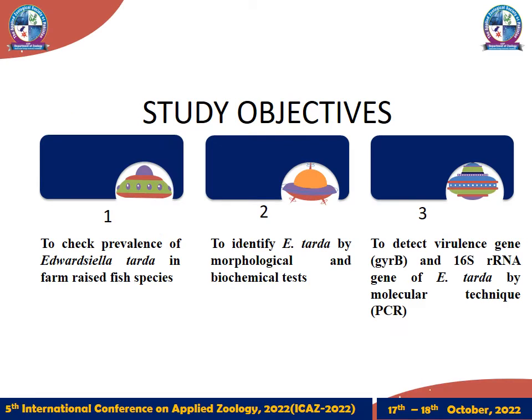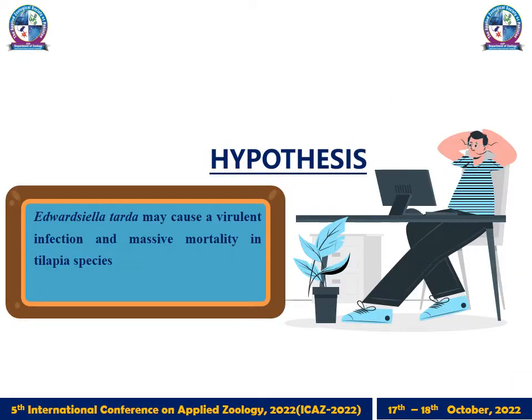Here these are objectives of my study. First one was to check prevalence of E. tarda in farm raised fish species, to identify E. tarda by morphological and biochemical test, to detect virulence genes and 16S rRNA gene of E. tarda by molecular technique. And hypothesis of my study was E. tarda may cause a virulent infection and massive mortality in tilapia species.